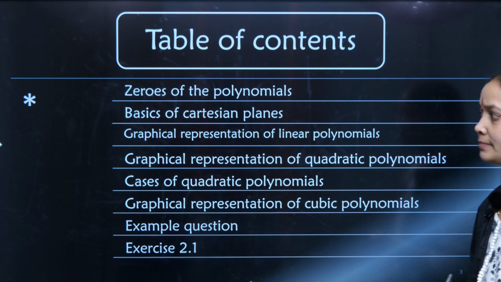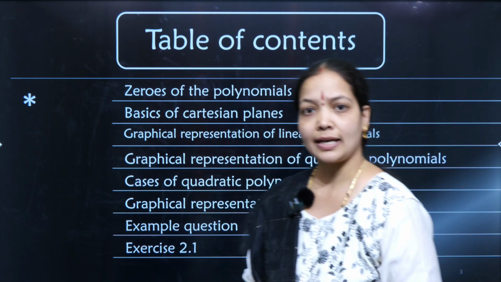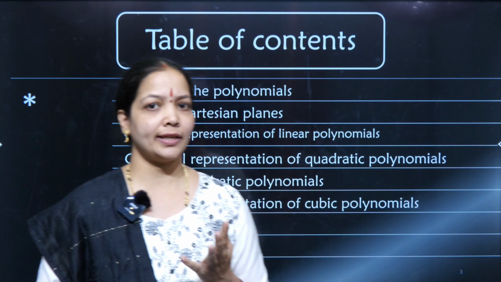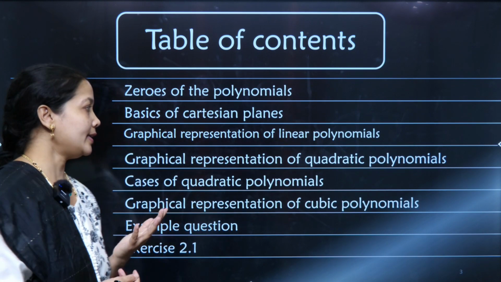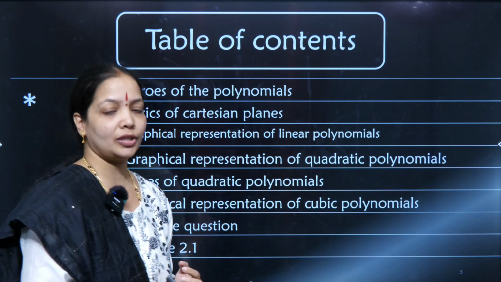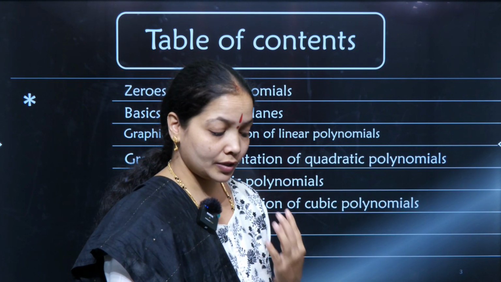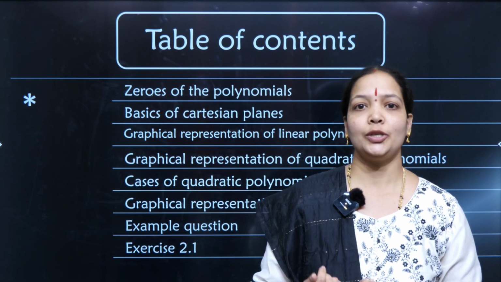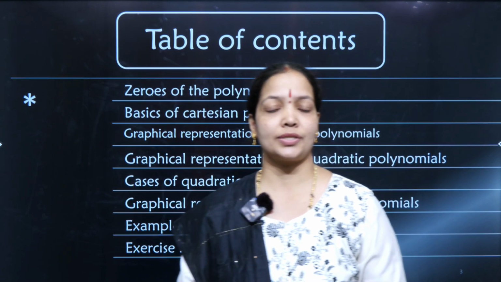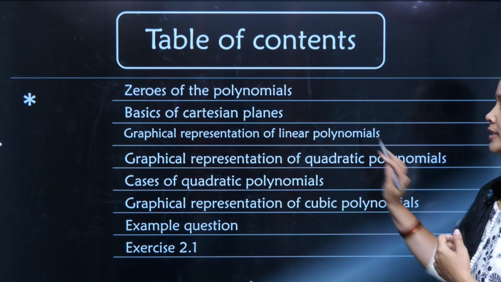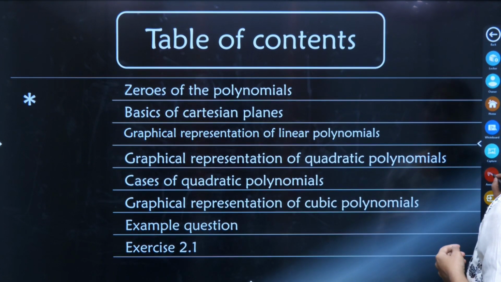And the next is basics of the Cartesian plane. We have learnt it many times, but just a quick recap on the Cartesian plane. The third content that will be covered here will be the graphical representation of a linear polynomial. First I have to analyze what a linear polynomial is, and then I need to check how to plot it across the Cartesian plane. That will give me the idea of graphical representation of a linear polynomial.